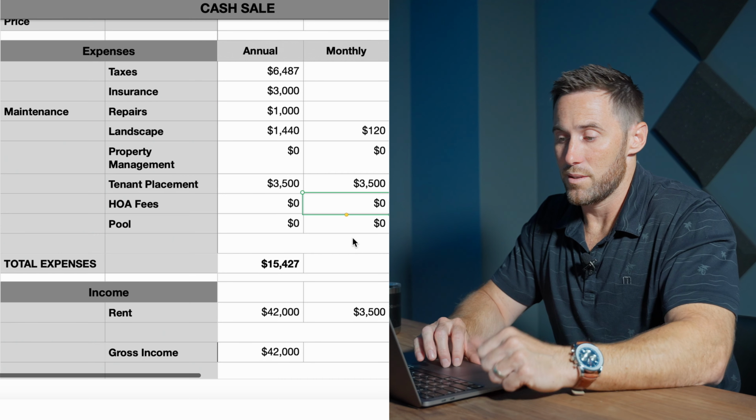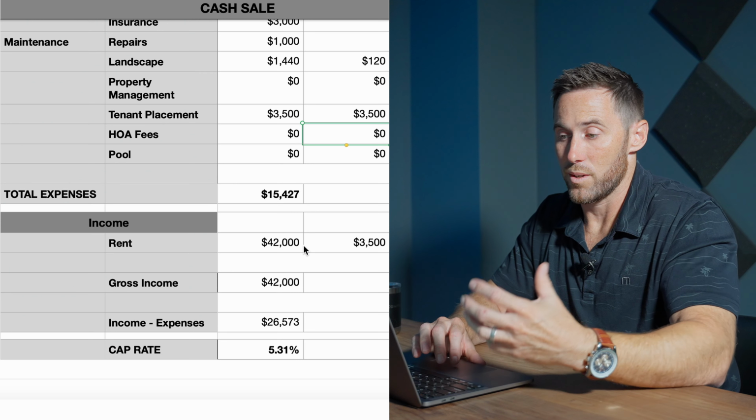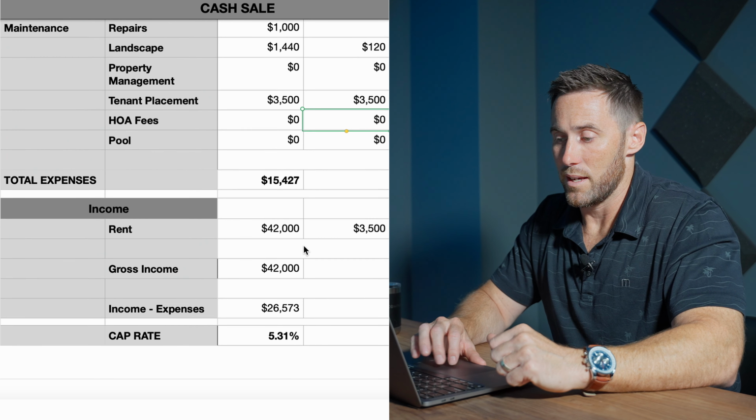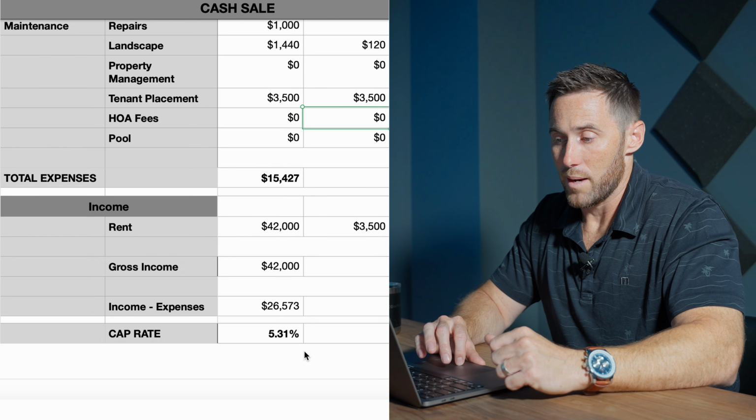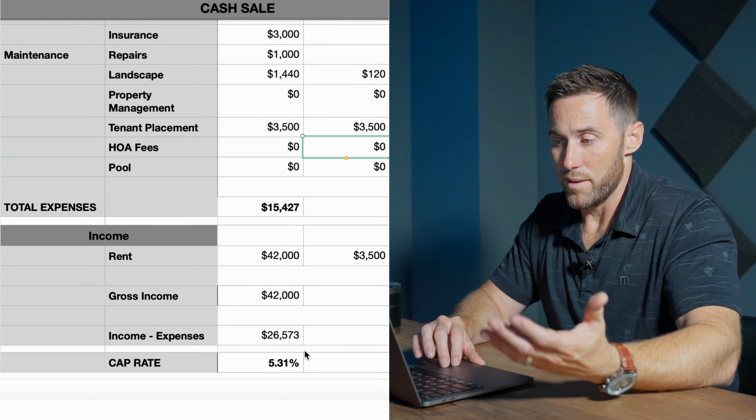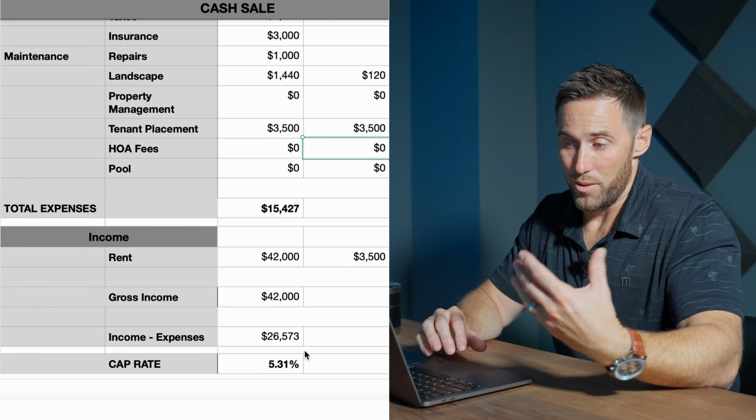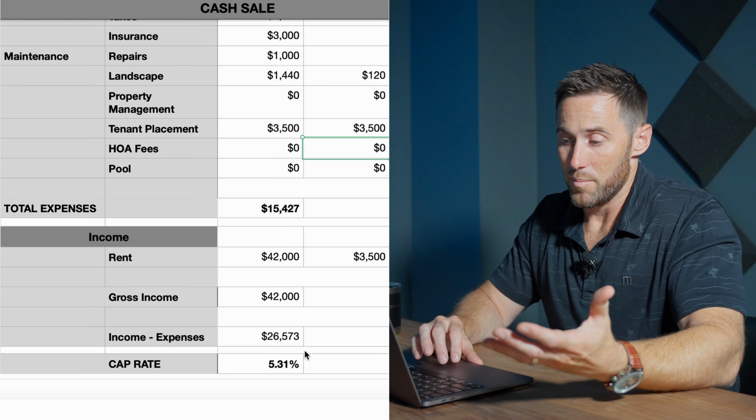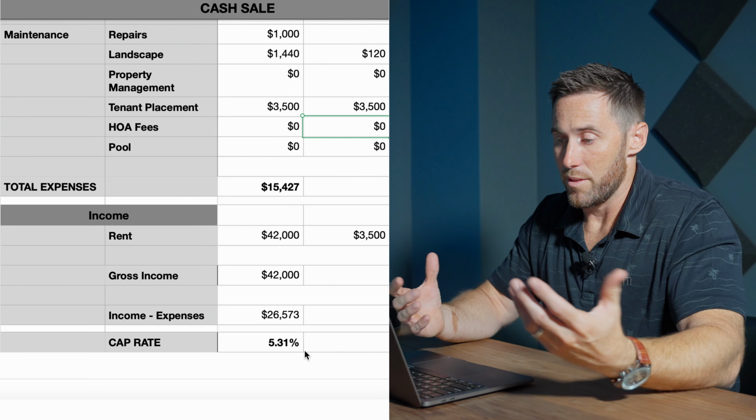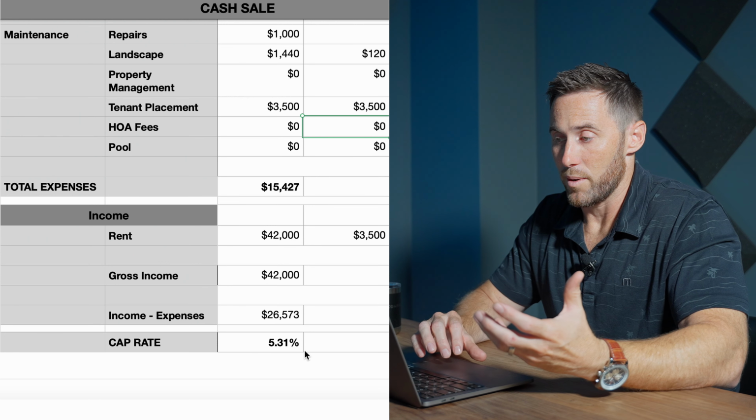So you can see how these also factor into your total expenses, increasing how much it's going to cost to maintain that property, and that will decrease the cap rate when you add those in. So this looks like a 5.31 cap rate in this scenario. So a $500,000 house, bringing in rent of $3,500 a month with landscape and a little bit of repairs factored in, and tenant placement or a month vacancy, things like that, gives you about a 5.3% cap rate.